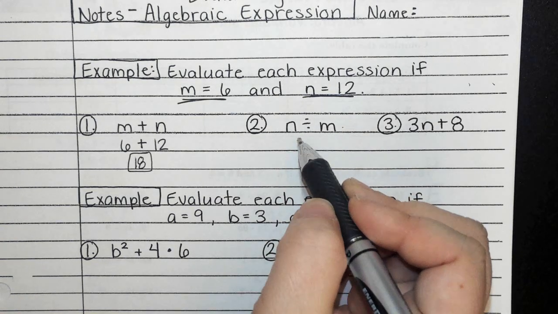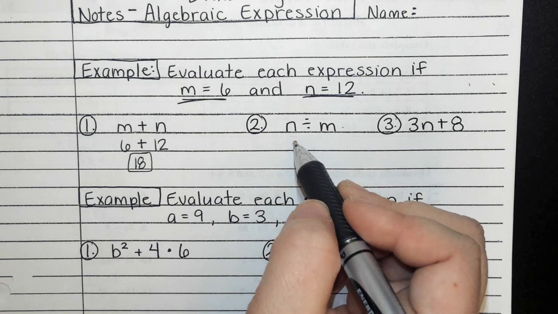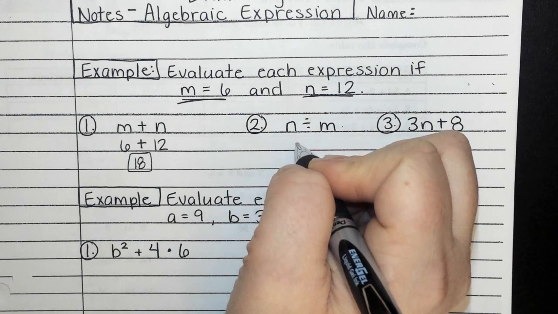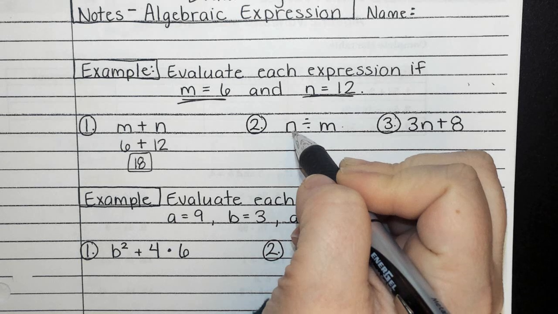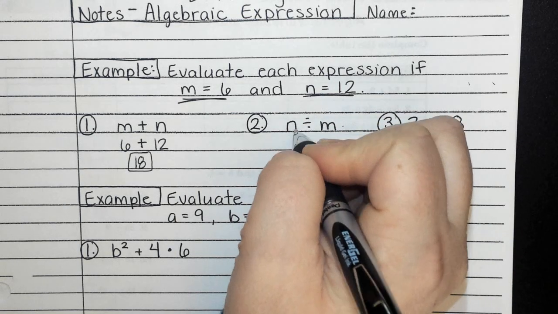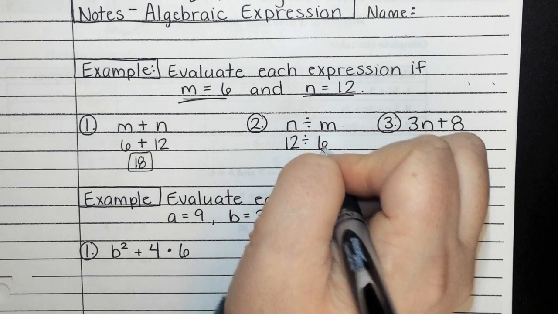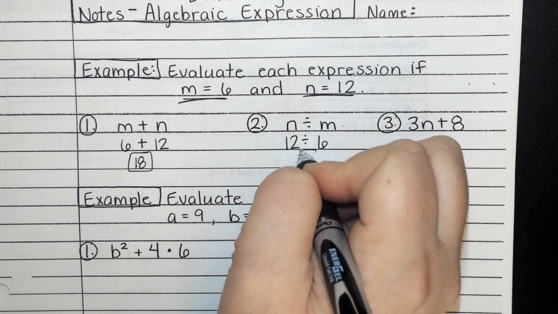All right, what is number 2 going to change to, say, Aiden? 6 divided by 12. Be careful. What is n? 12 divided by 12. Yeah, so we got to be really careful there. n is 12, and then we're going to divide that by m, which is 6. And my answer here is?